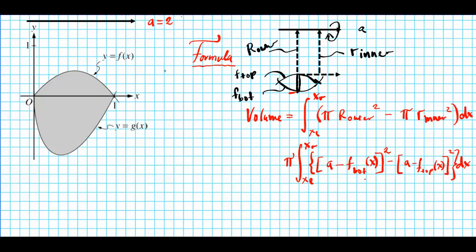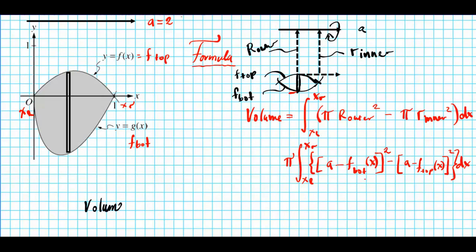Okay, that's what was indicated earlier. A is 2, and then this right here is our f bottom, g of x, and this is our f top. Of course, this is our x right, and this is our x left. And then the orientation of our rectangle, we know it's top down, and then we're going to be rotating around that axis. Okay, so let's set up our equation for the volume.